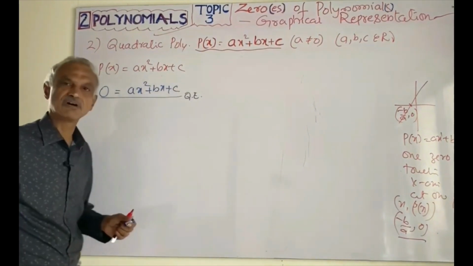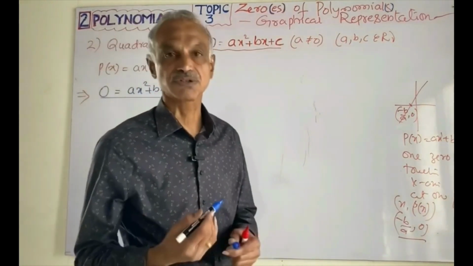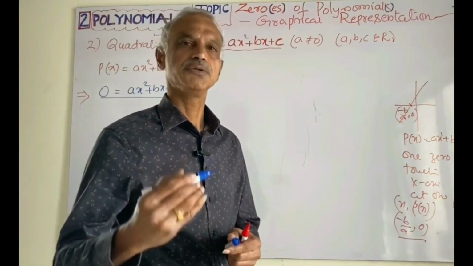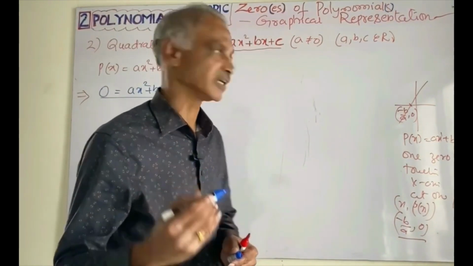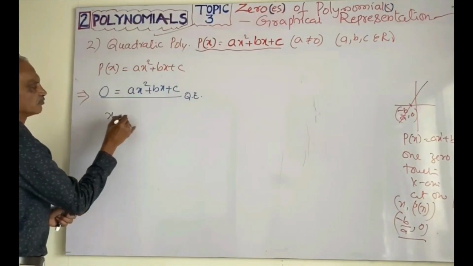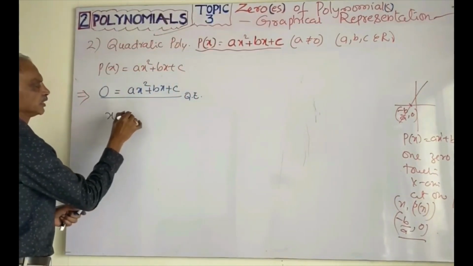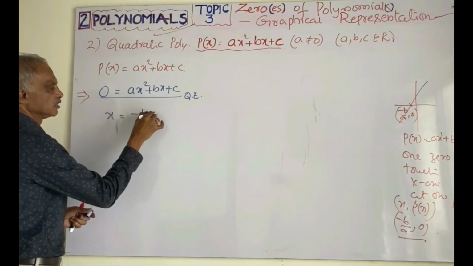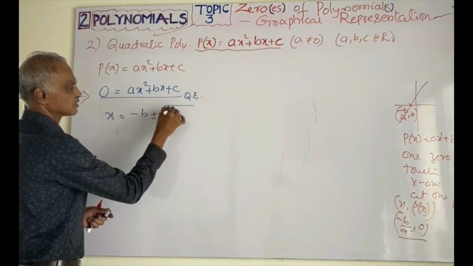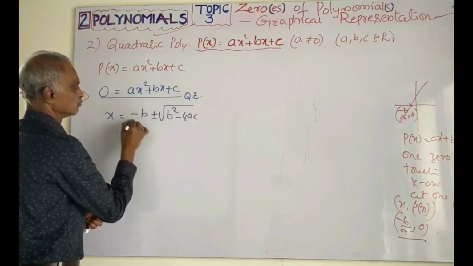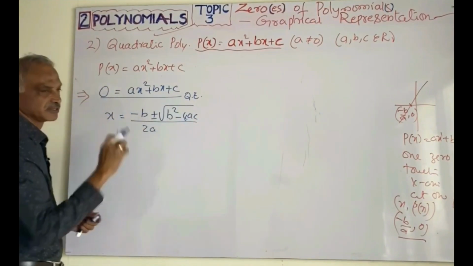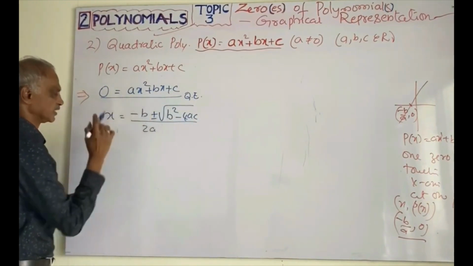How to solve the quadratic equation? How to find the zeros of the polynomial? How to find the values of x? You will learn in the next chapter, quadratic equations, but I will directly tell you the value of x. x is equal to minus b plus or minus root of b square minus 4ac, by 2a. And it will have two values, two zeros, plus and minus.